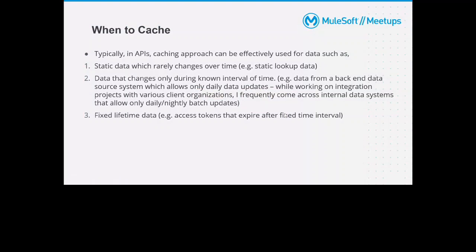Okay, so let's see when to cache. Whenever we apply something, a new flow or a new scope in your API, we should always inquire about certain parameters: when to apply this caching and on what type of data we should apply it. Typically, caching should be applied on these three types of data.